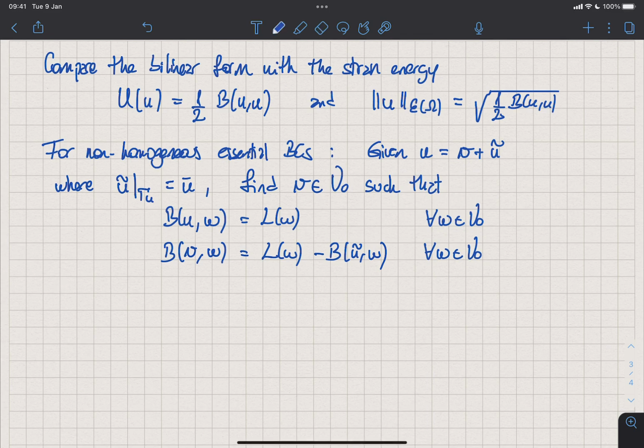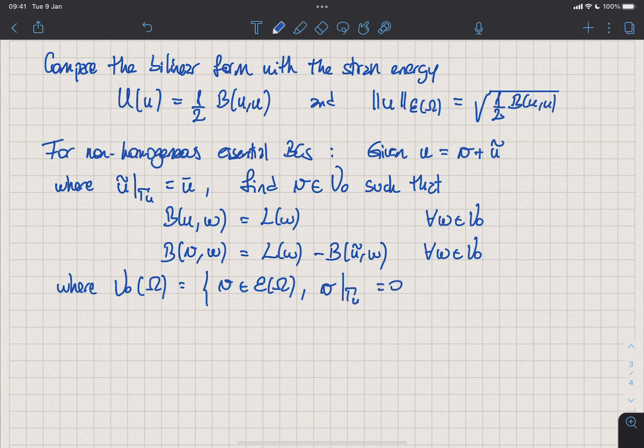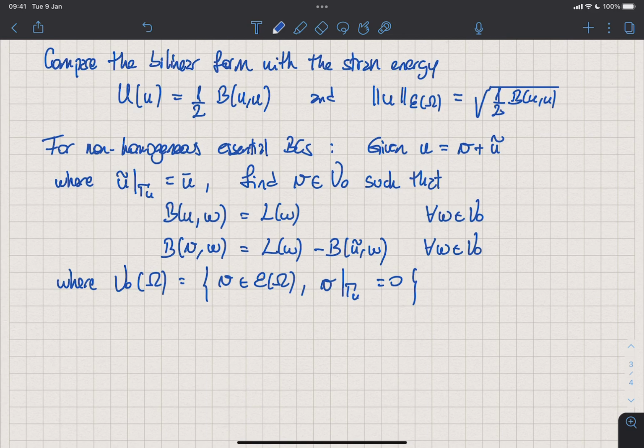And well, what is that v naught? I'm going to define it as the space. It's a set, but it's also going to be the space of functions v that belong to this energy space, but also that when I evaluate that function in the part of the boundary that has prescribed displacement, that is actually going to be equal to 0. So that is the way I define my v naught space. I will explain in a second everything again, and keep in mind that there are some concepts that are quite abstract in this course, so it's going to take you 2 times, 3 times to understand these concepts, right?